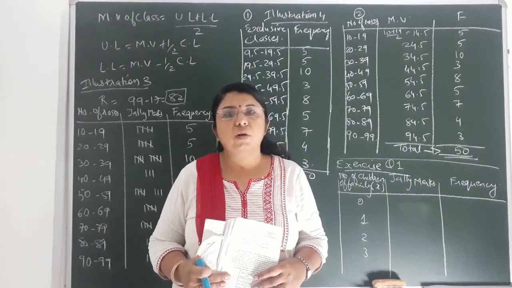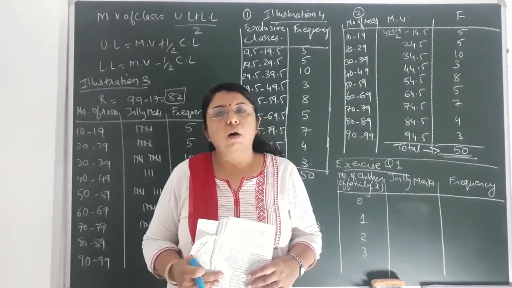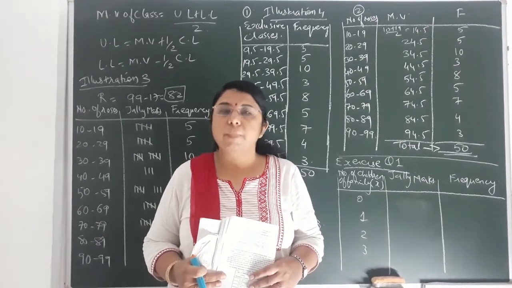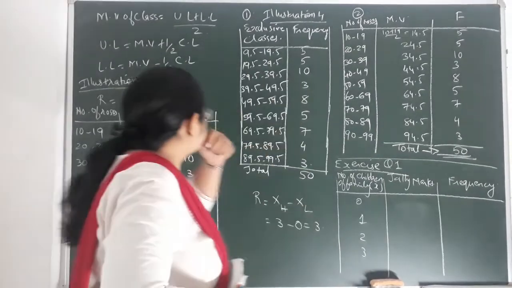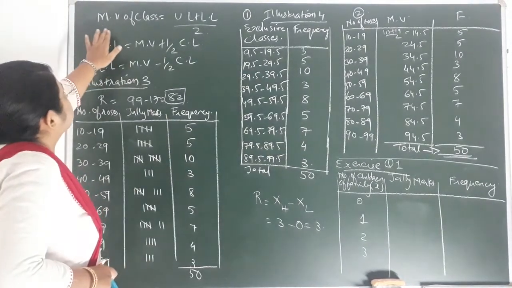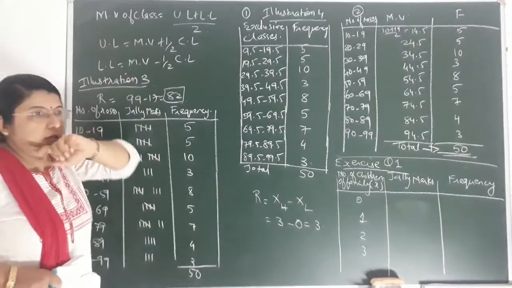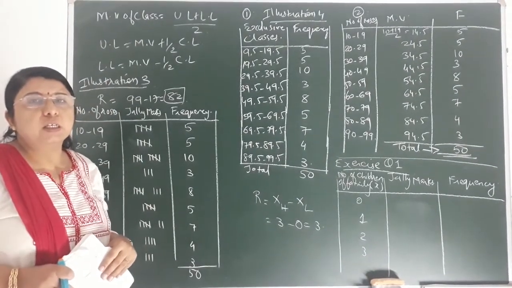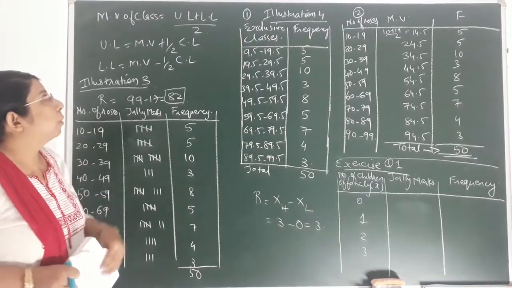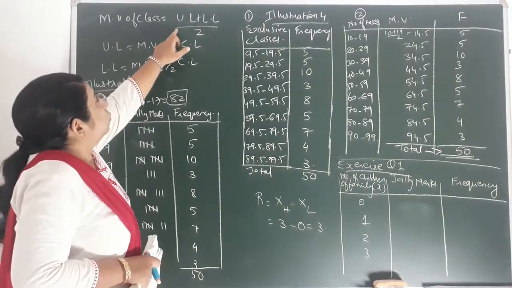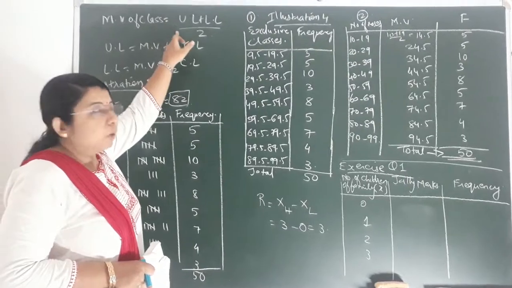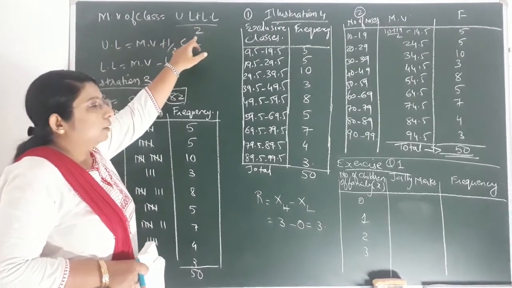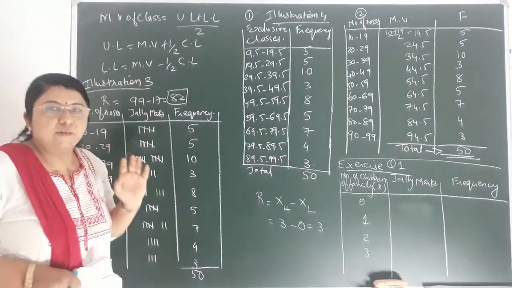Now in this video lecture, I am going to explain to you the formula to find the mid value. You can see on the board that I have written mid value of class. If in a question it is asked to find the mid value of the classes given, then you have to apply the given formula, that is UL, short form, upper limit plus lower limit divided by 2. It is the same as the average.